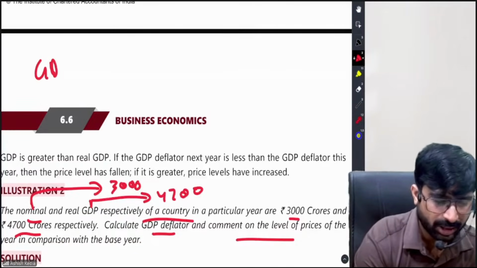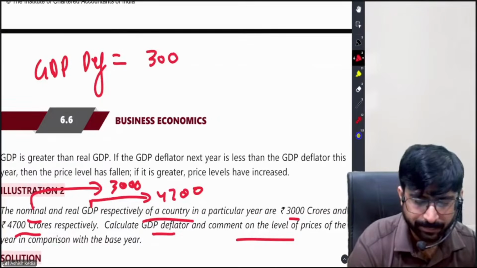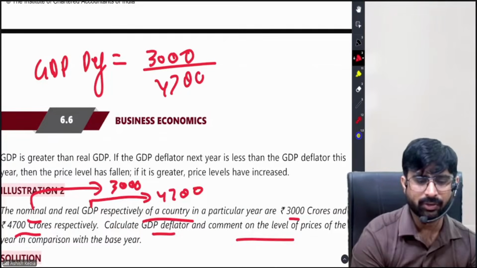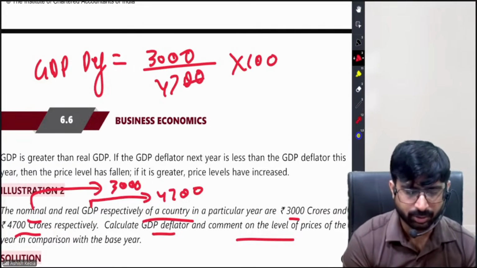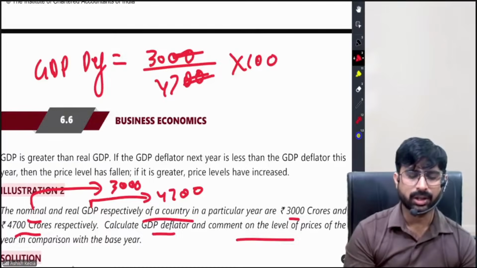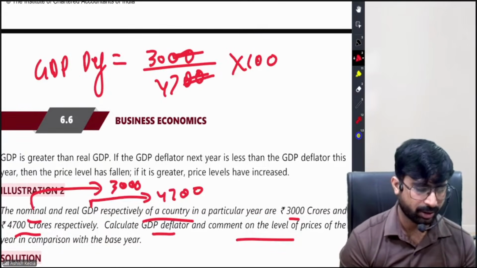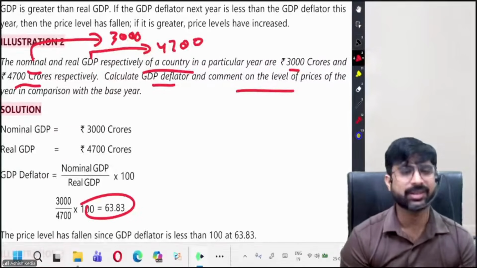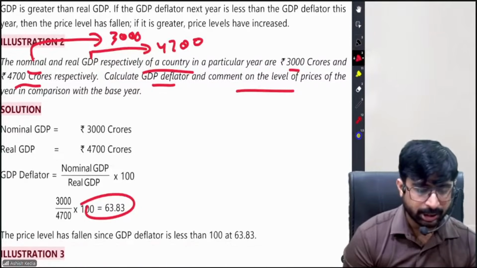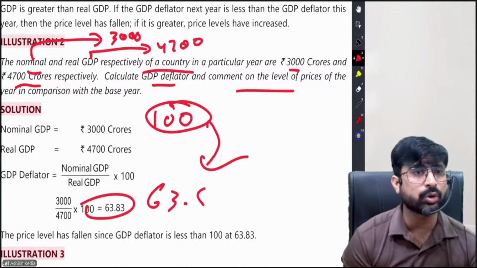So students, GDP deflator is nominal GDP, that is 3000, by real GDP, that is 4700, into 100. Two zeros gone, 30 by 47 into 100, which is 3000 by 47. I am getting 63.82. It means that in the base year, if prices were 100, now the prices have indeed reduced.